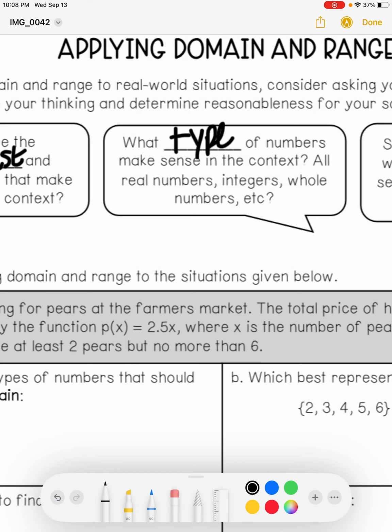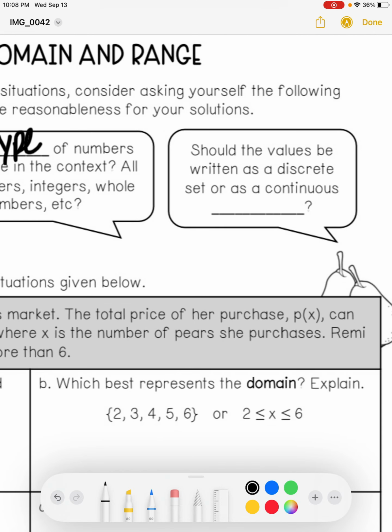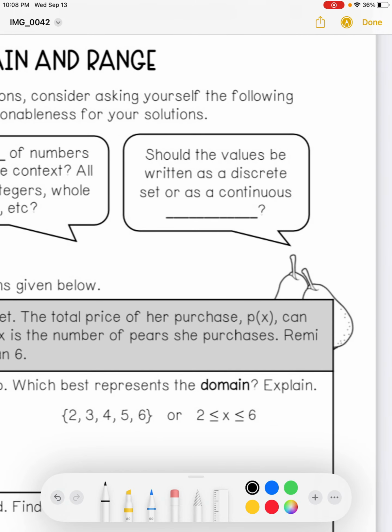Should I only use integers? Those are like the whole numbers, but they can also be negative. So can I use negative numbers? Can I use positive numbers? And then lastly, should I only use whole numbers? There's all these different types of numbers that I can use, and sometimes certain problems need specific types of numbers, and we'll see some examples of that as we go. And then this is probably one of the big questions that we need to ask ourselves.